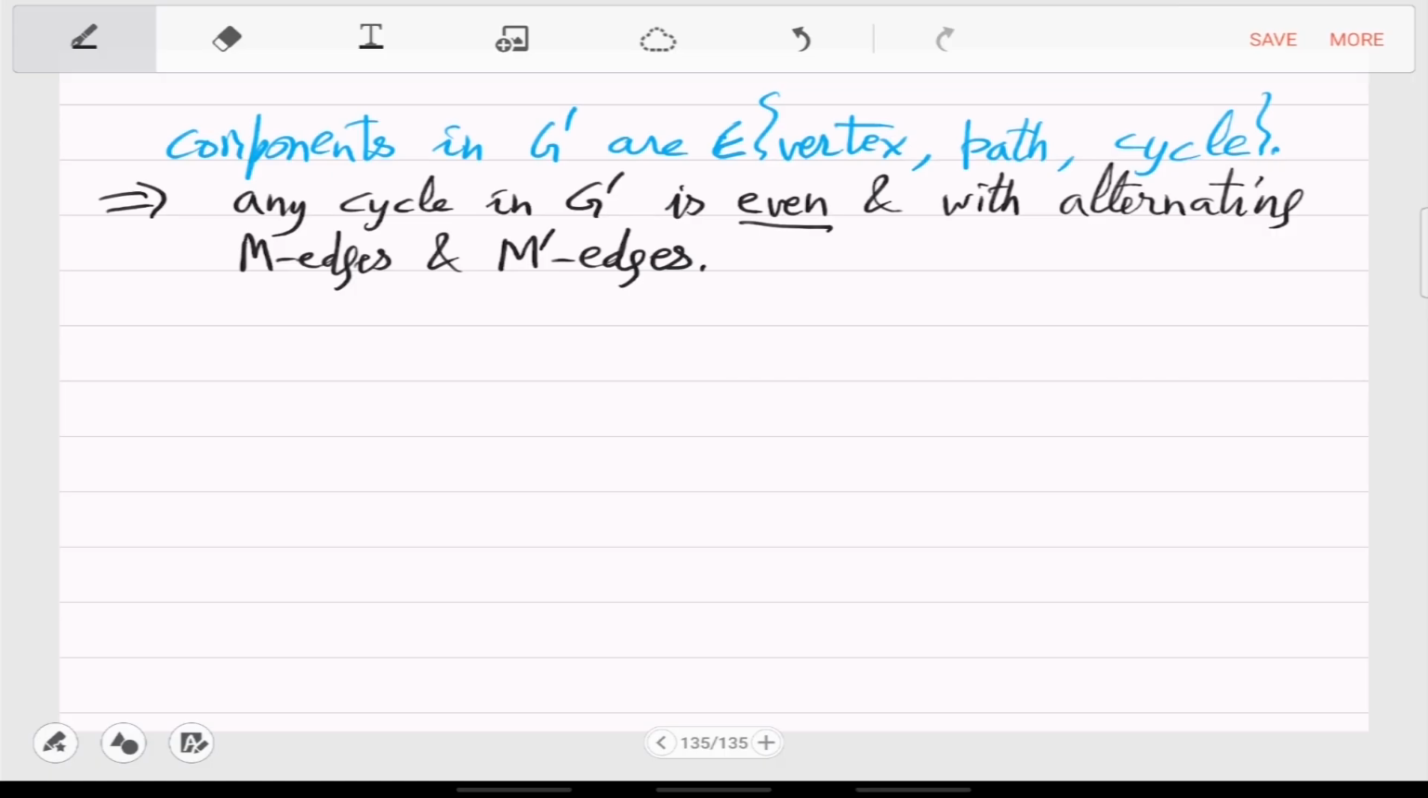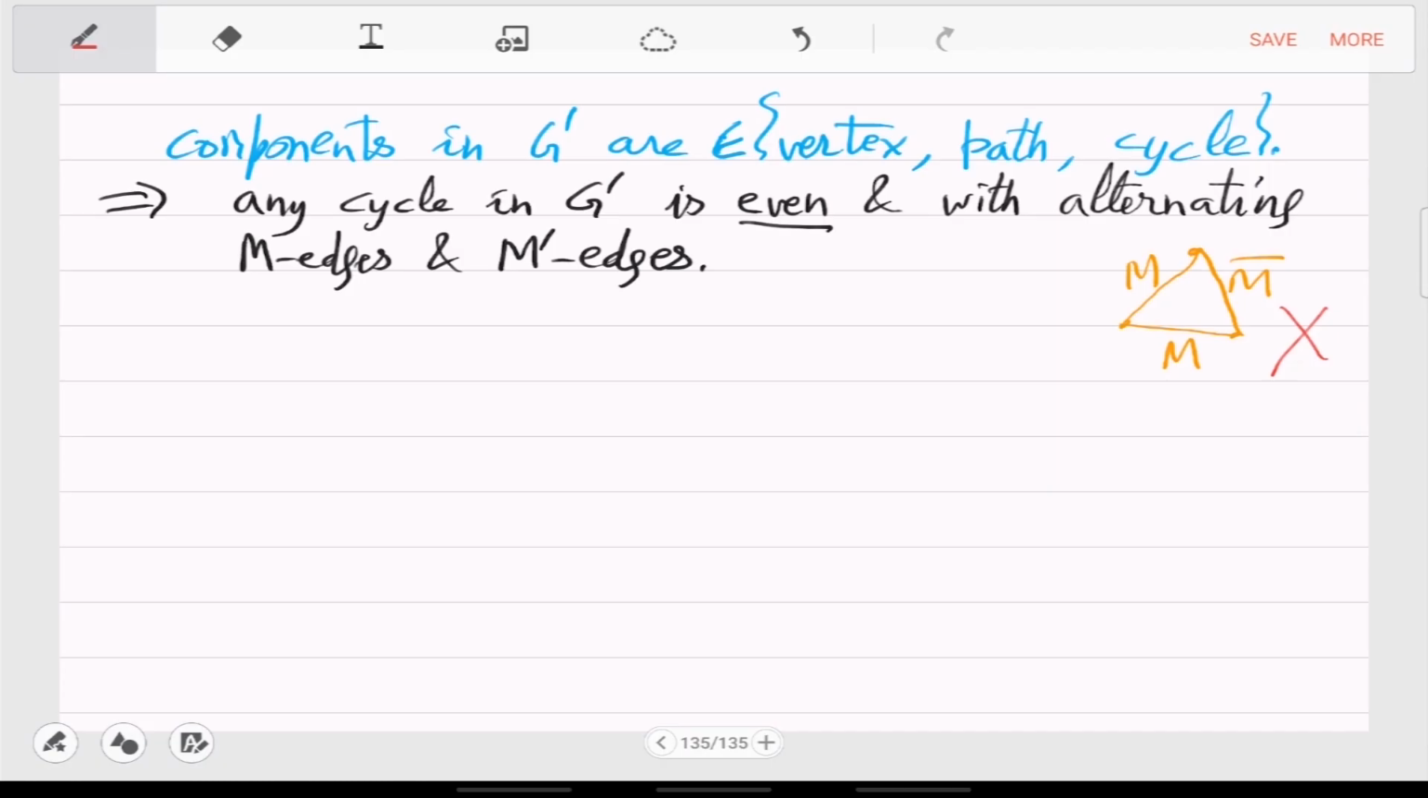Now can it happen that it's an odd cycle? How will that happen? Suppose you have this cycle. You have an M edge, then you have an M complement edge. Now the third edge will also be an M edge, but then you have M and M on M, right? So this is not possible. Which is a pictorial proof for cycles being even in G prime. Is that clear?